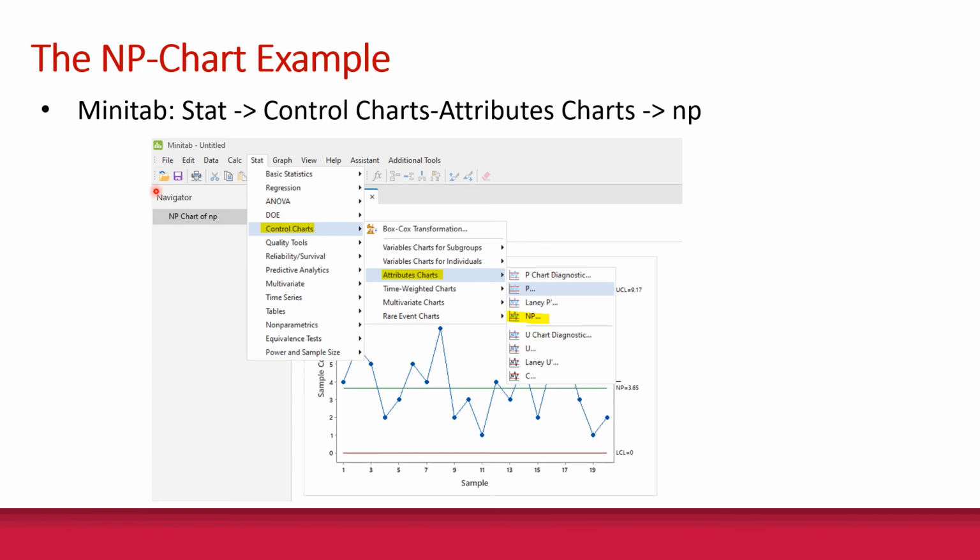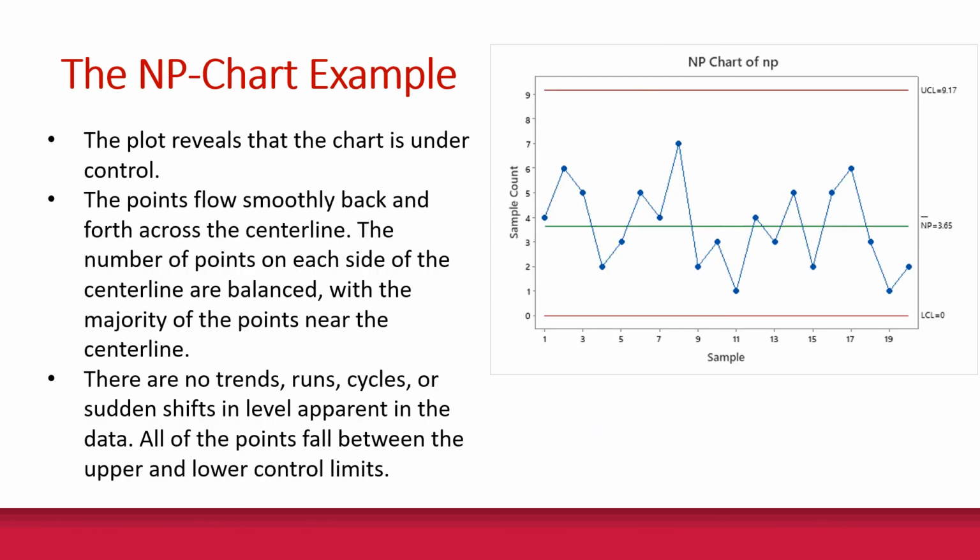So in Minitab, once you have the data entered into a single column, you simply go to Stat, Control Charts, Attributes Charts, NP, and then Minitab will calculate the control chart for us here. You can check the upper control limit. It's what we calculated, 9.17, NP bar 3.65, and the lower control limit is 0.